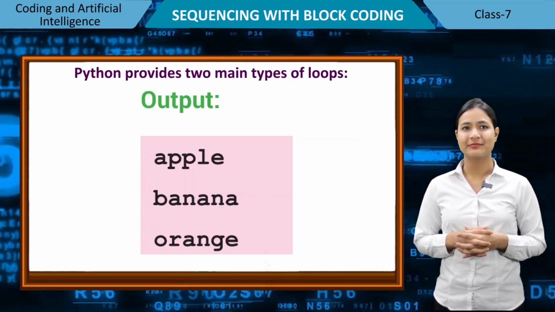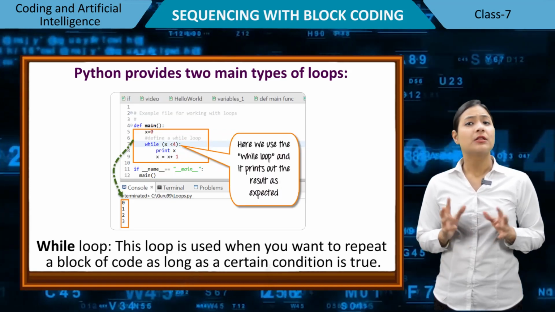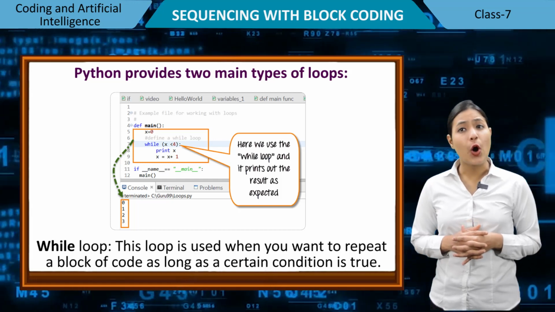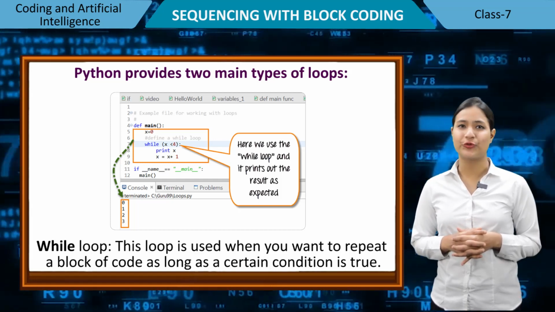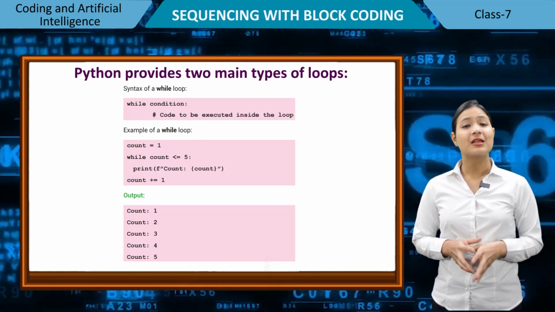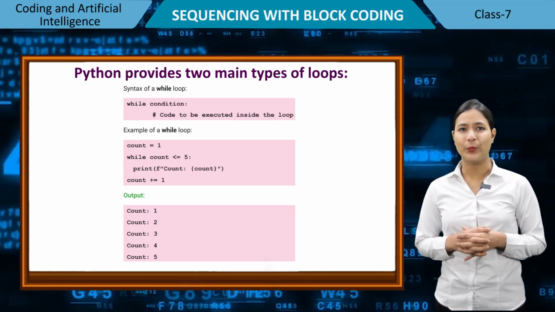Output. While loop. This loop is used when you want to repeat a block of code as long as a certain condition is true. Syntax of a while loop. Example of a while loop.